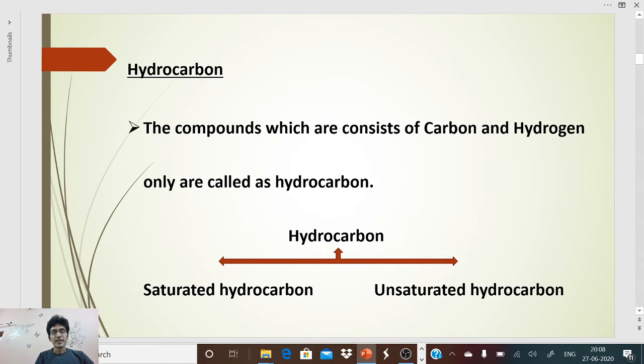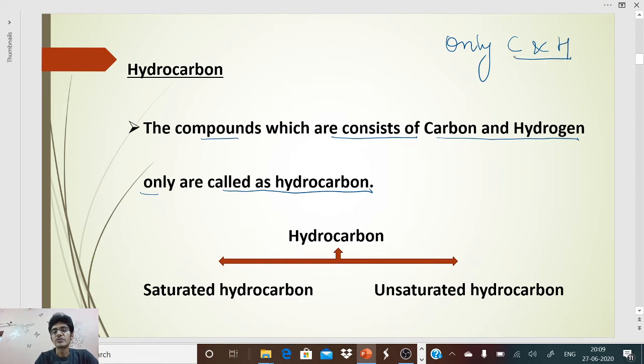Now we will discuss the hydrocarbon. What are the hydrocarbons, how are they composed, and what is the nomenclature of the hydrocarbon? Okay. First of all, we will discuss what the hydrocarbon is. The compounds which consist of carbon and hydrogen only are called hydrocarbons. It means in the hydrocarbon only carbon and hydrogen are present, so this is the hydrocarbon. Hydro means hydrogen, carbon means carbon atom.